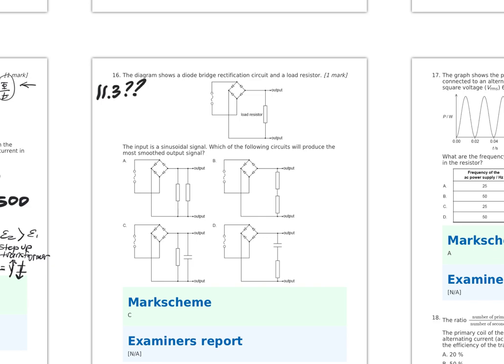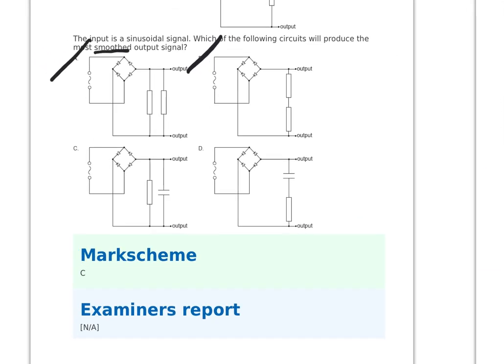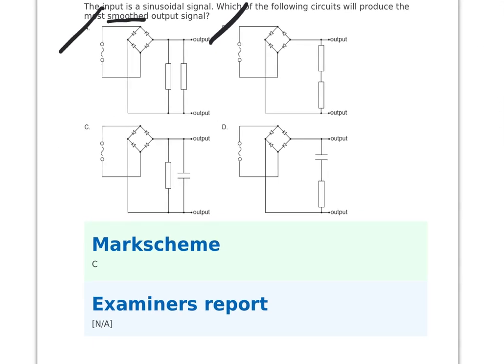An 11.3 question, because you haven't seen capacitors yet. It says we want the most smooth output signal. If you want a smooth output signal, you have to include a capacitor in addition to the load. So I don't want another resistor. I want to include a capacitor. Now, do you include the capacitor in series or in parallel?